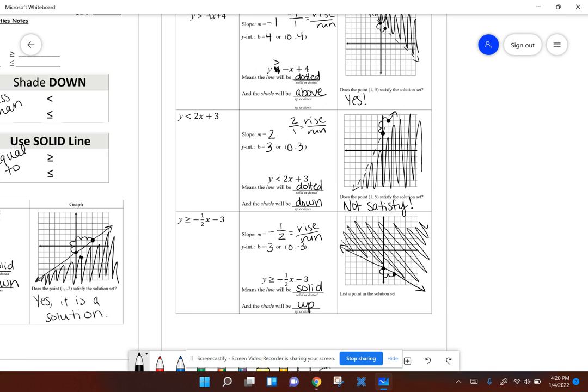Now I need to list a point in the solution set so I can pick anything that's on this line because it's solid or anything in the shaded area. So I'm going to go ahead and go with an easy one, 0, 0.